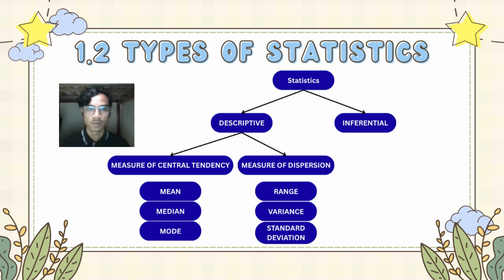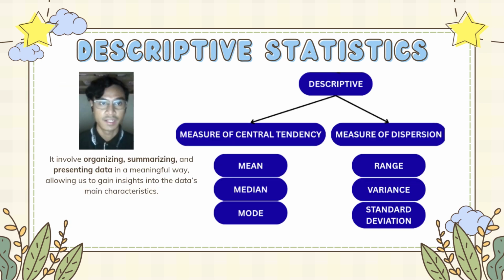Alright, moving on to types of statistic. There are two types of statistic: descriptive and inferential. Descriptive statistic. It involves organizing, summarizing, and presenting data in a meaningful way, allowing us to gain insight into the data's main characteristic. There are also two types of descriptive statistic. First, measure of central tendency, then measure of dispersion.